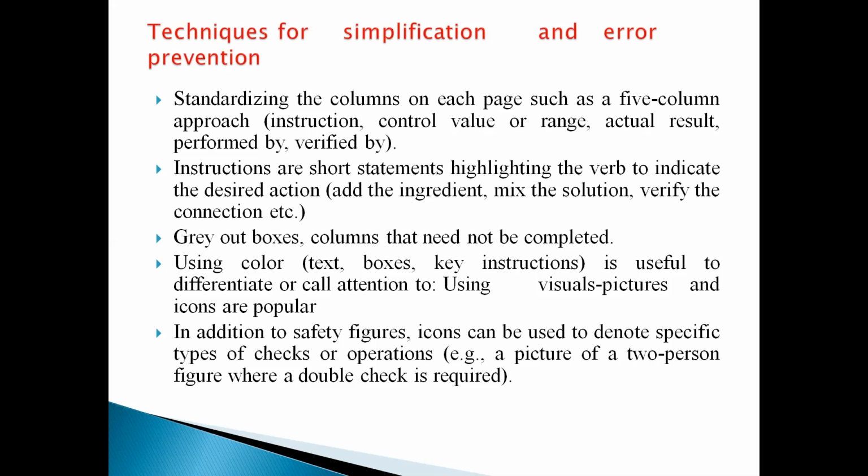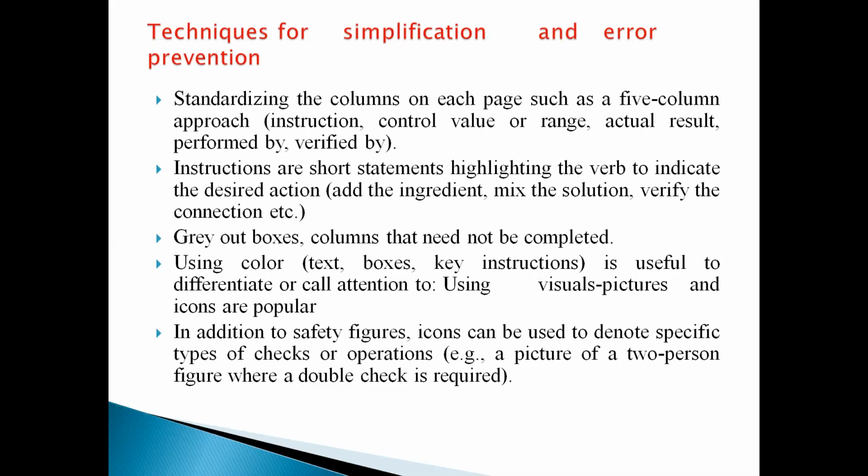Standardizing the columns on each page, such as a five-column approach. So what should be there? Columns for instruction, control value, range, actual results, performed by whom, and verified by whom. The instructions should be very short statements, highlighting the verb to indicate the desired action, for example: add the ingredient, mix the solution, verify the connection. Then gray out boxes and columns that need not be completed.